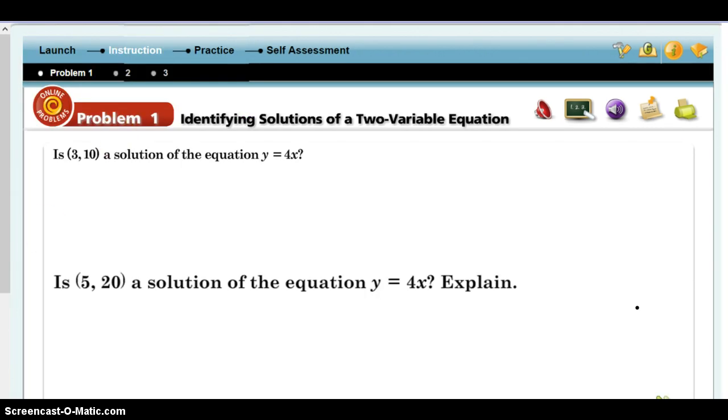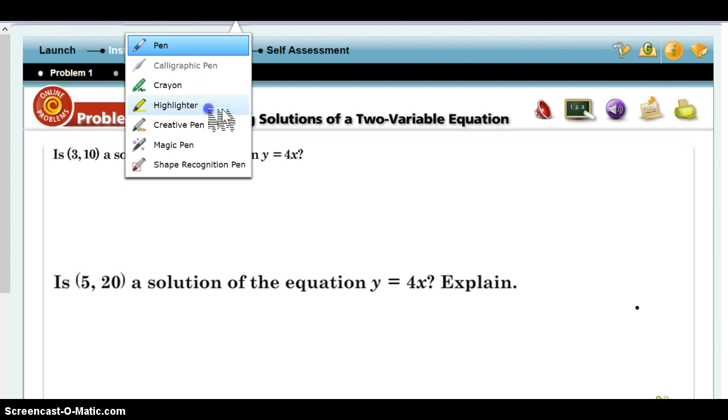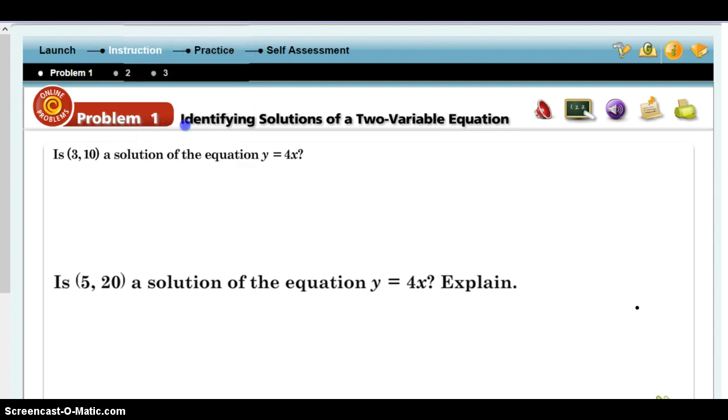All right, this one I want to go in your notes. So what should you be writing down? You should be writing: identify solutions of a two-variable equation. Write that part down, and then actually write this question down. Is (3, 10) a solution for the equation y equals 4x? Well, is it? Yes or no? If you're thinking, I don't know how to figure that one out.